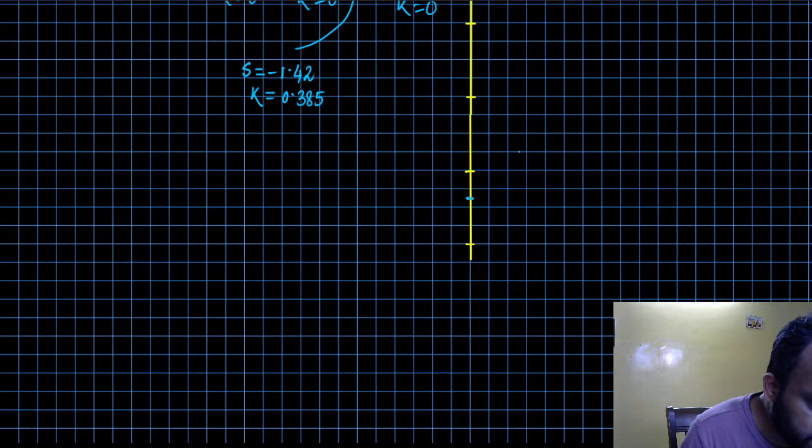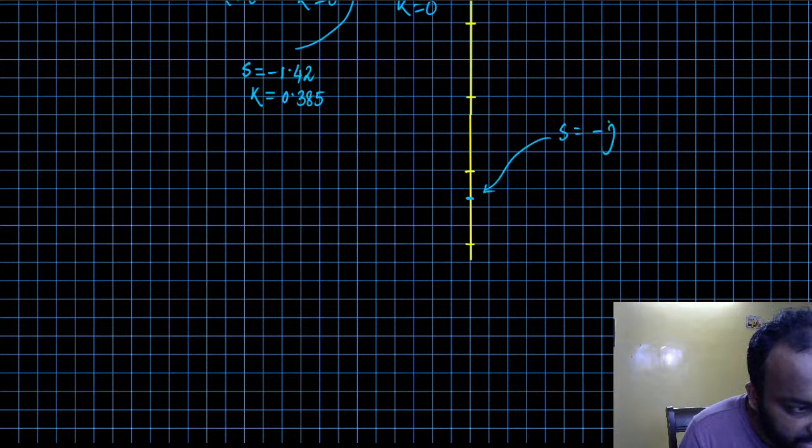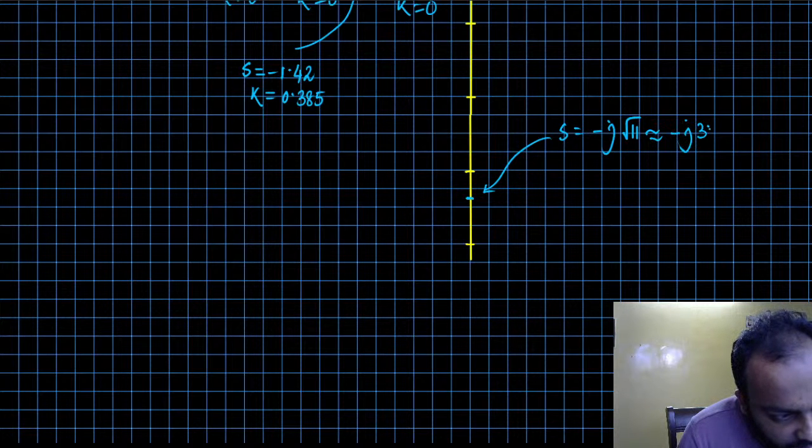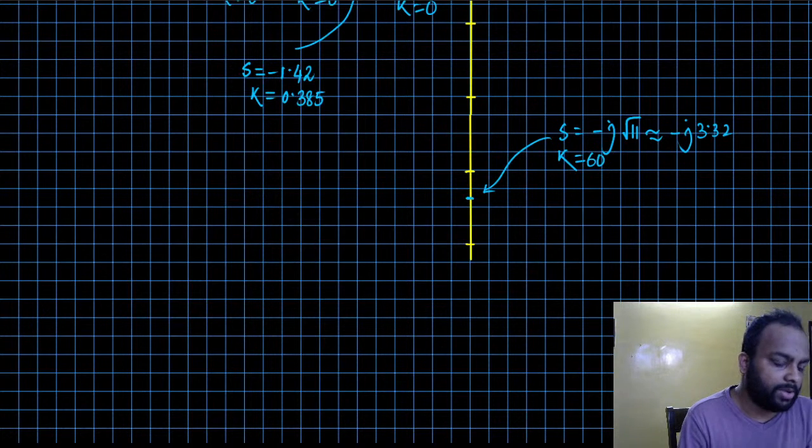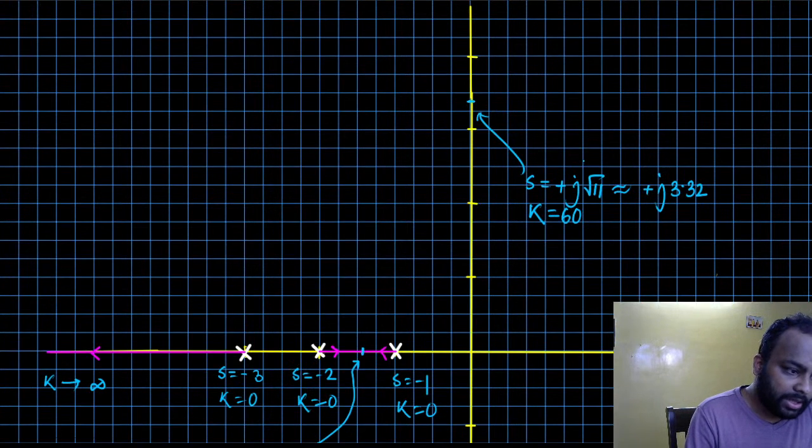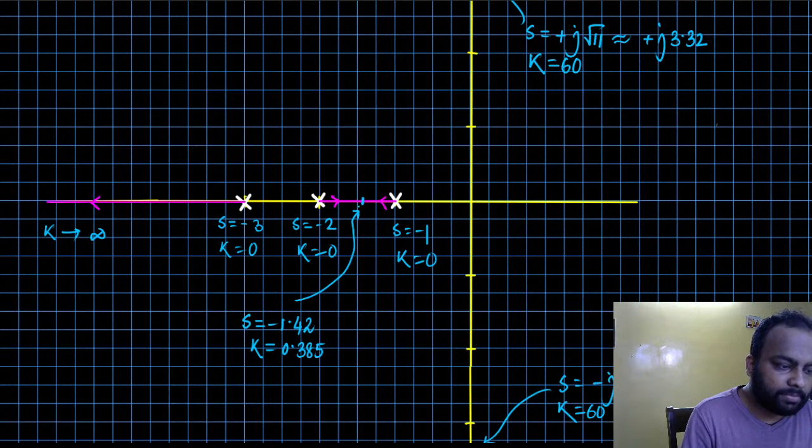And this is also the same thing here. So that's s equal to minus j root 11, so approximately minus j 3.32, and that also happens at k equal to 60, of course, because of the symmetry here. Okay, so now I also know that the root locus would depart, diverge from the breakaway point at 90-degree angles, right? So we know that, but we are not drawing it just yet.